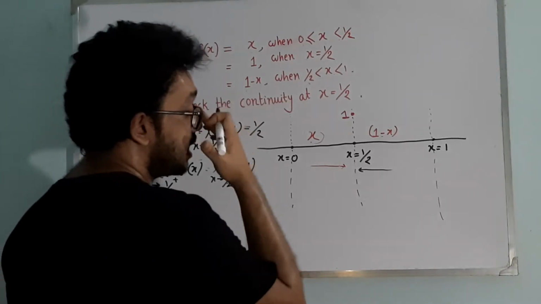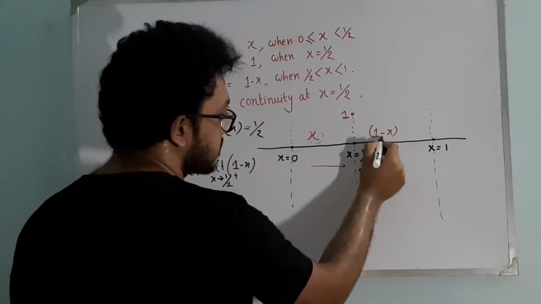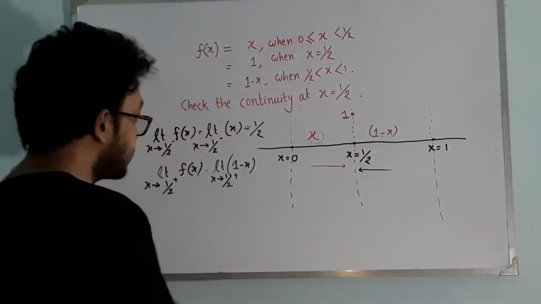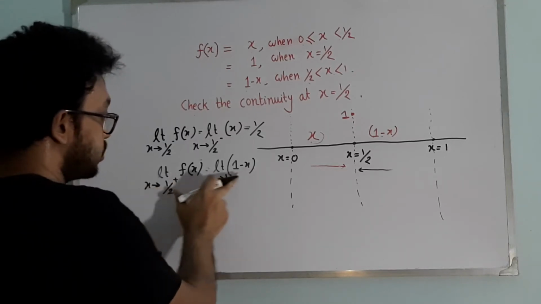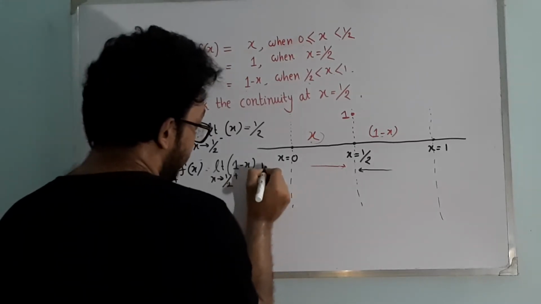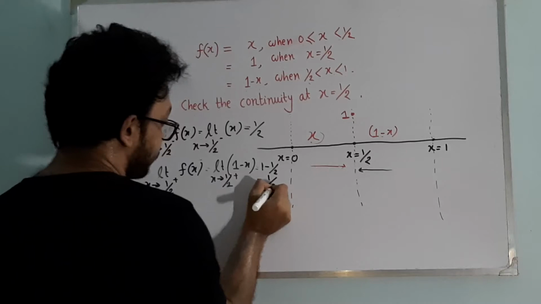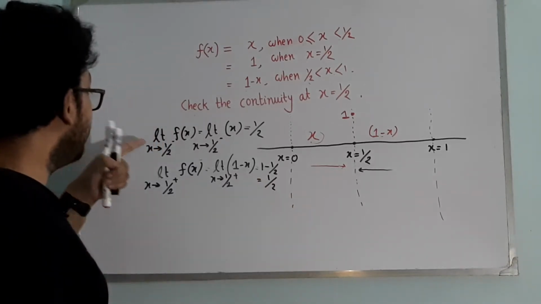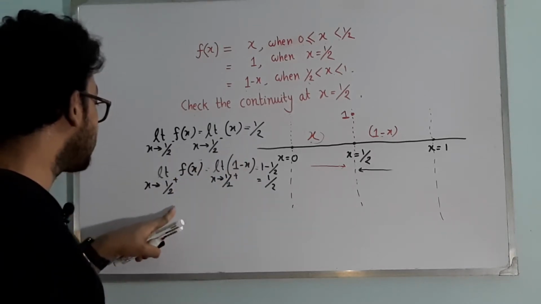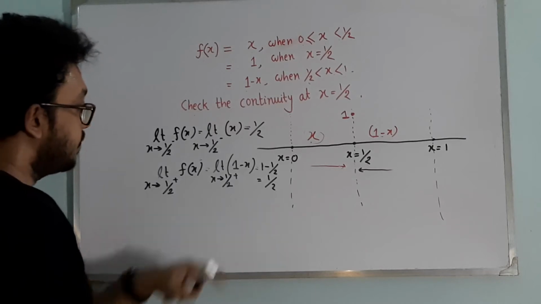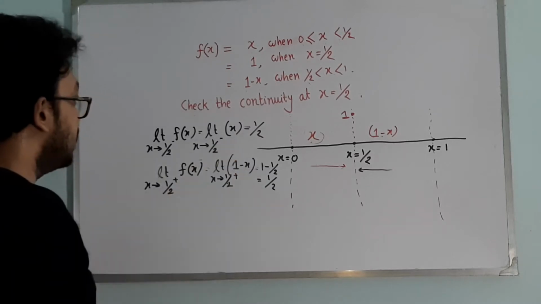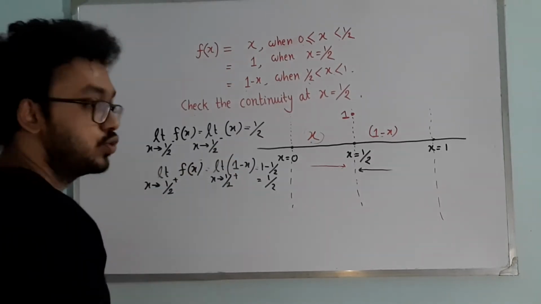Why 1 minus x? Because I explained that just in the right neighborhood of x equal to half, we have f(x) equal to 1 minus x. So while evaluating the right hand limit, f(x) has to be replaced by 1 minus x, and limit of 1 minus x is nothing but 1 minus half, which is same as half. So you observe that the left hand limit of the function f(x) at x equal to half is half, as well as the right hand limit is half. So clearly the left hand limit is same as the right hand limit, that is half. So the limiting value of the function f(x) at x equal to half should be half.